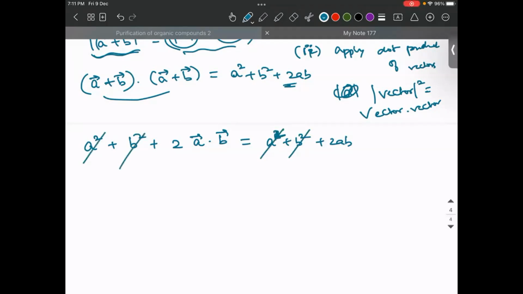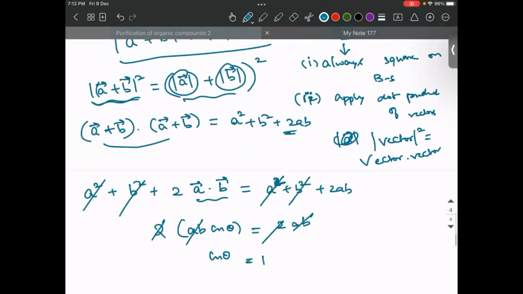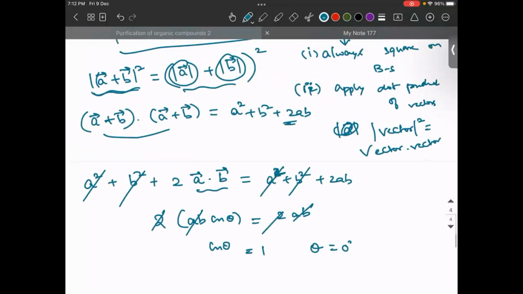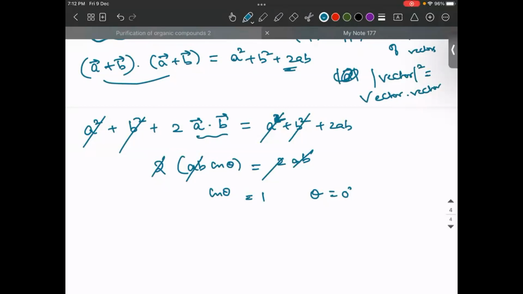A square plus b square, a square plus b square is gone. So 2 times a vector dot b vector will be ab cos theta is equal to 2ab. So 2 and 2 has got cancelled. Cos theta is equal to 1. So theta will be equal to 0 degree. Sorry, 0 degree. That's it. So is that the answer? Yes, sir. So it will be 0 degree. Okay. Anything else?